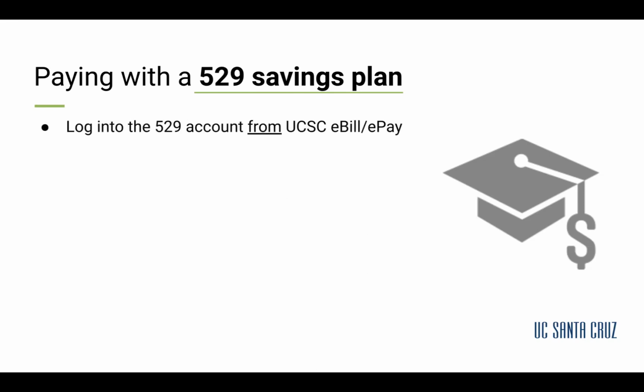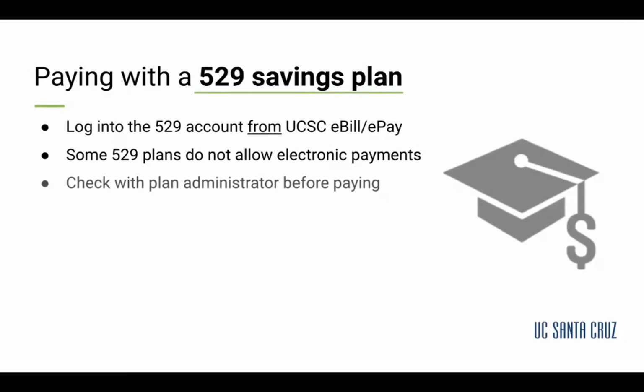When setting up a 529 savings plan account as a payment method, you'll need to log into the 529 savings account from the UCSC eBill ePay site. Some 529 plans do not allow electronic payments through our site, so check with your plan administrator before attempting to make a payment.